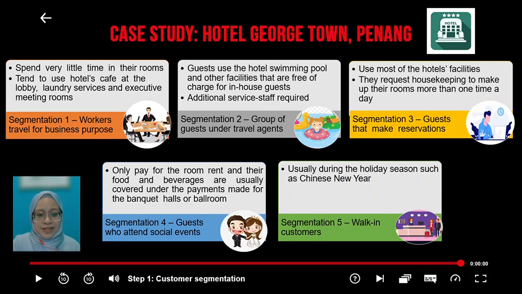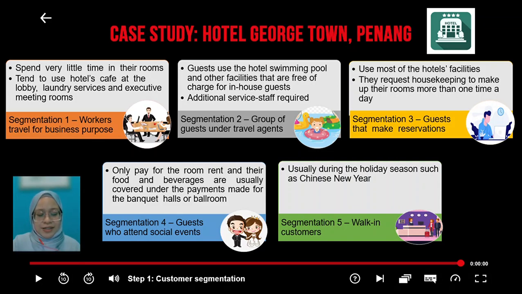Customer segment number 4 comes from the guests who attend social events. These guests only pay for the room rent, and their food and beverages are usually covered under the payments made for the banquet hall or ballroom. No discounts are given for the rooms for the guests that decide to stay. However, for wedding ceremonies, honeymoon suites are complimentary for one night.